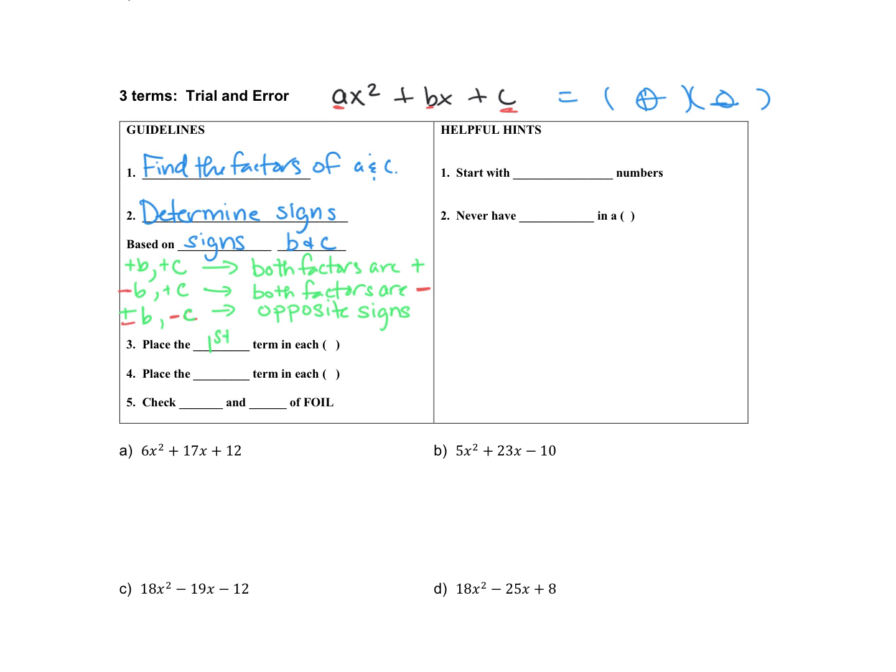Let me do this a different color so you can see it. So when you look at those, the factors of A, you're going to place them in the first term in each of the parentheses. And then when you find those factors of C, you'll place those in the second term of each parentheses. And the final thing you want to do is check. And we're going to check by using the O and the I in FOIL.